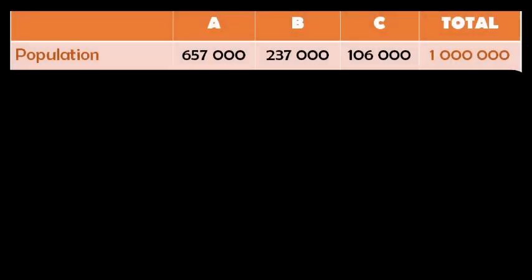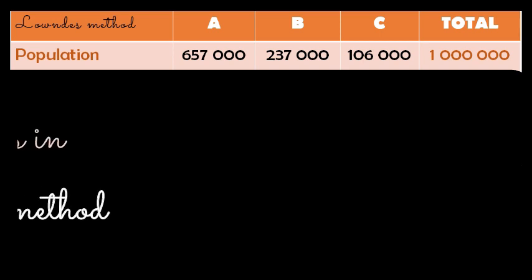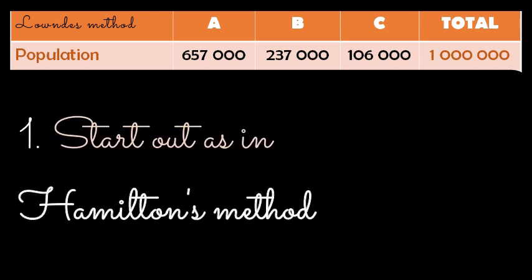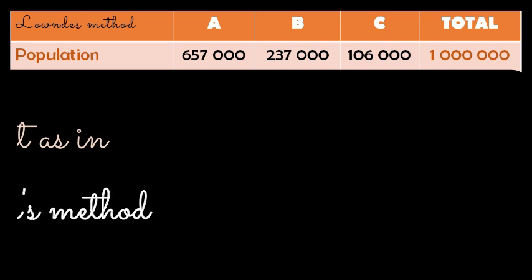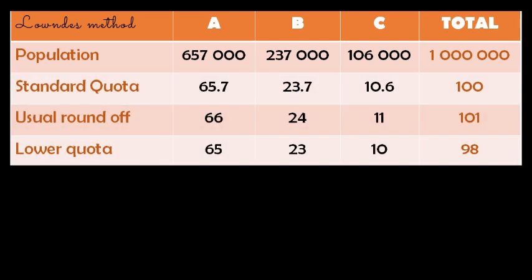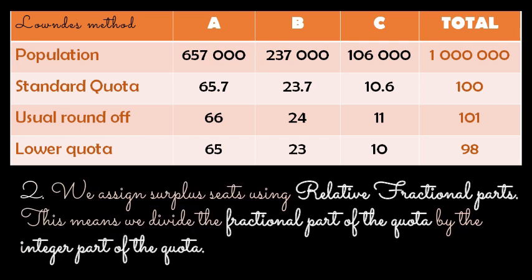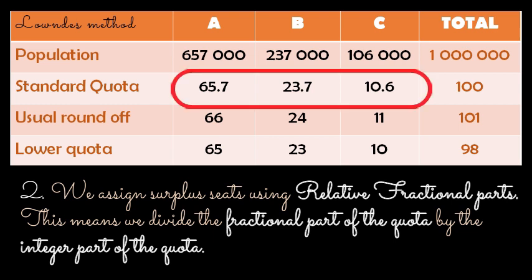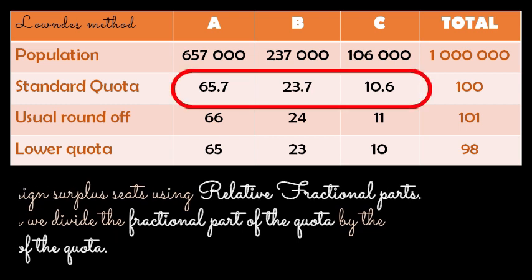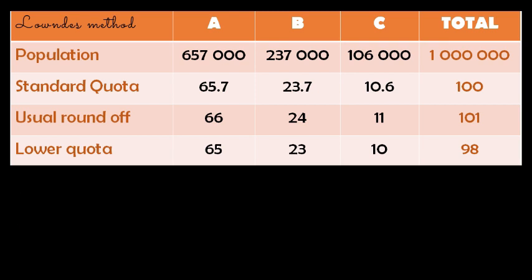Now, we will apportion the 100 seats in our 3-state country in the first example, this time using the Lowndes method. As the first step of the Lowndes method mentioned, we will first start out as in Hamilton's method, as shown in the table below. The only difference is in the next step, where we assign surplus seats using relative fractional parts. To solve the relative fractional parts of each state, A, B, and C, we use their standard quota values and divide their respective integer and fractional parts.